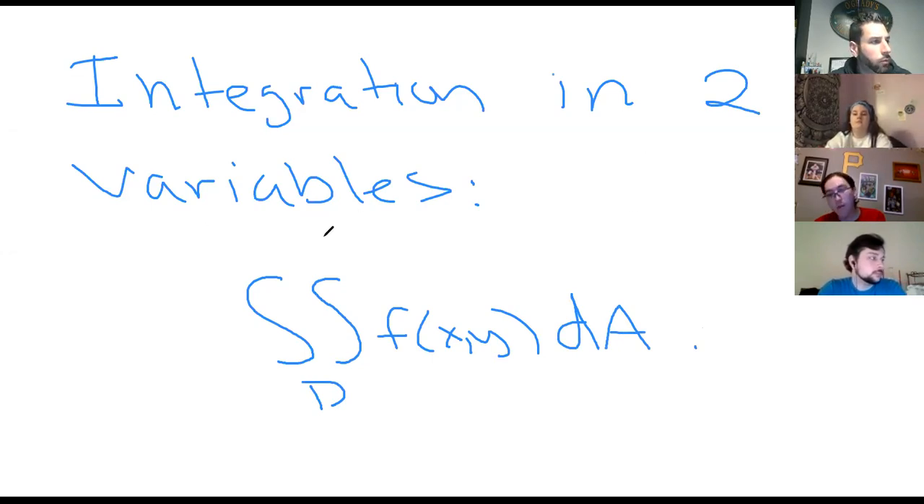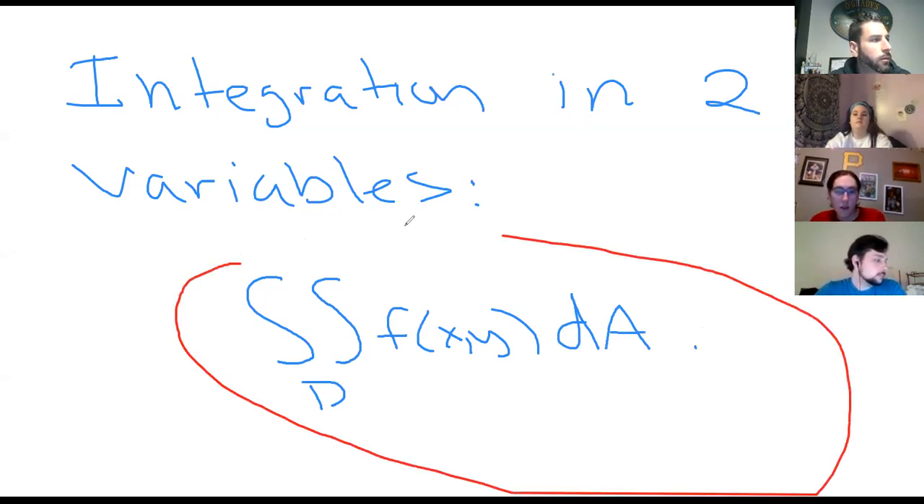If I put a circle around this, this is the generic symbol for this operation. You take a function and restrict it to a certain domain, and you associate some numerical value with it. We call it the integral. It looks like this, and this was a new thing.